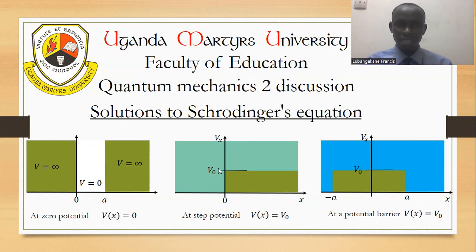The second case is when we have a step up potential. This is at the point of a potential V of x equals V naught, when we have a potential at a certain point. And then the third case is when we have a potential barrier within a particular range, like from negative A to A. Such is one of the analyses we are going to do today.